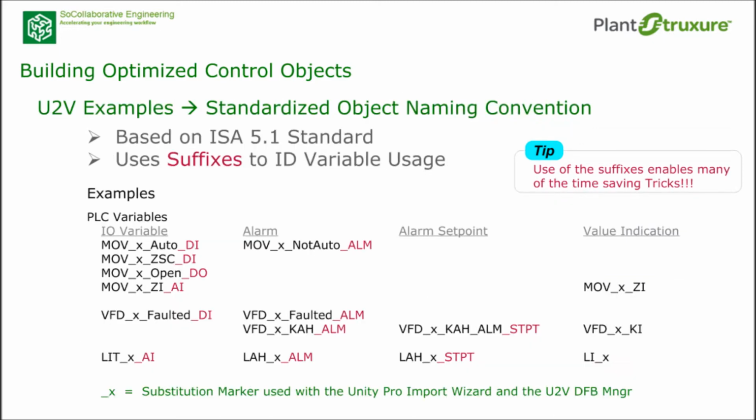The U2V example content uses a standardized naming convention based on the ISA 5.1 standard and includes suffixes to identify variable usage. Following these guidelines will maximize the time saving. But these are only guidelines, and the tools can be used with just about any variable naming convention, as long as it complies with the Unity Pro variable name rules. If you will be continuing on into parts 2, 3, and 4 of this series, please take some time to review this graphic. Understanding this is fundamental to success using the U2V methodology.